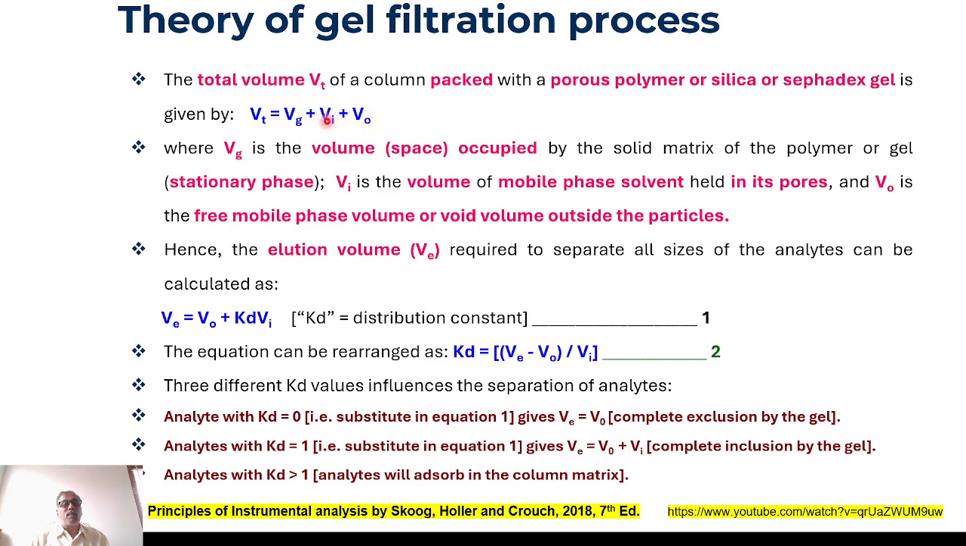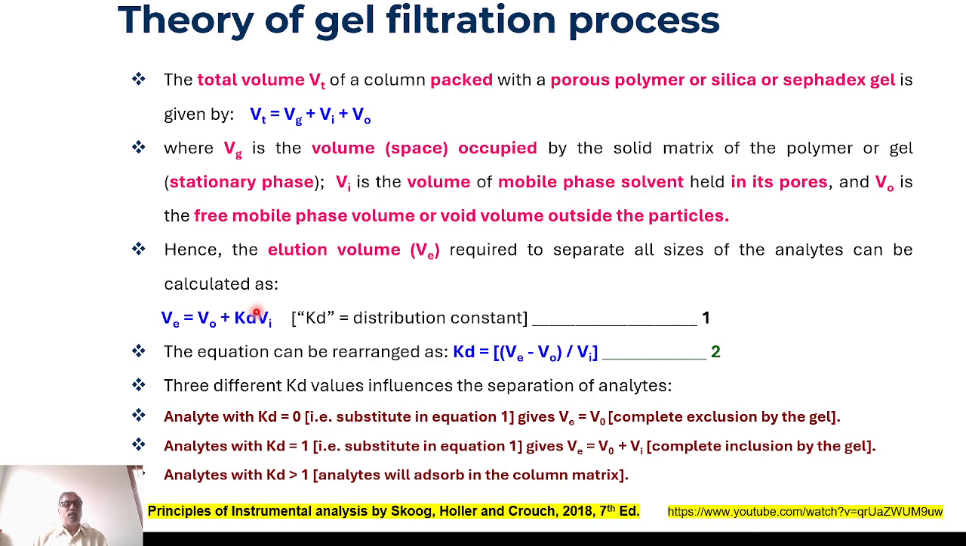Mobile phase we are discriminating into two types: mobile phase distributed outside the gel, and mobile phase which is distributed inside the gel. So now the elution volume is very important. Once the sample addition is over, we have added the sample to the top of the column. Now separation is over. Once separation is over, we have to collect the separated entities.